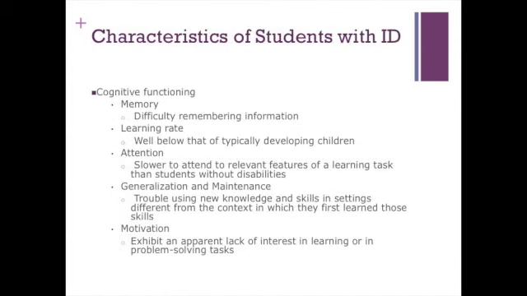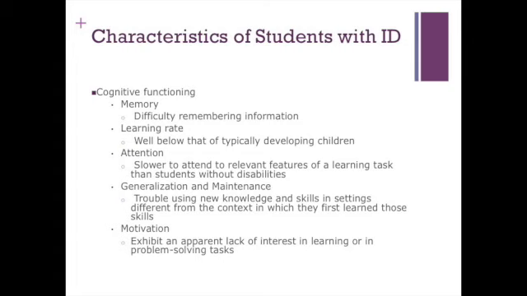So, some characteristics of students with intellectual disabilities. There tend to be problems with cognitive functioning. Whether that's memory, they may have difficulty remembering information, or learning rate, which is how many opportunities a person needs in order to learn how to do a skill. How quickly can they pick up new and novel skills? We tend to see that people with intellectual disabilities are well below typically developing students.